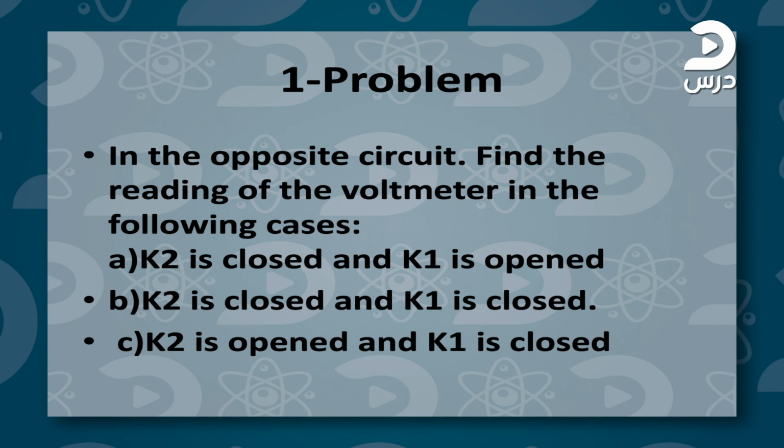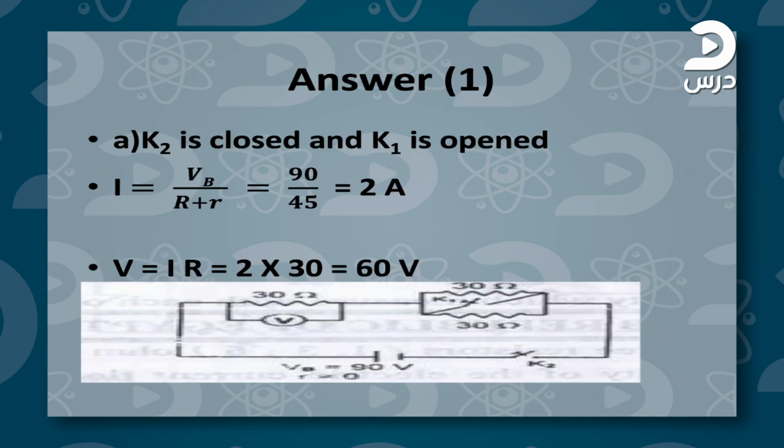A: K2 is closed and K1 is open. B: K2 closed and K1 closed. C: K2 closed and K1 closed. So, answers: when K2 is closed, K1 is open.